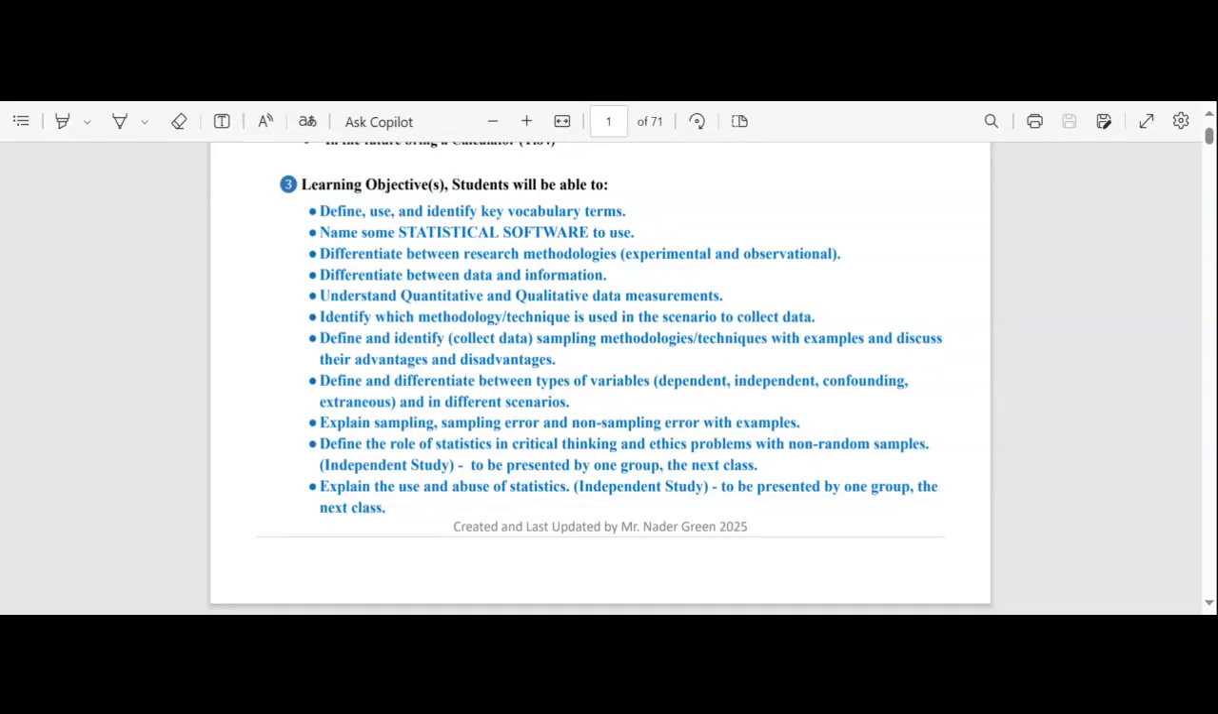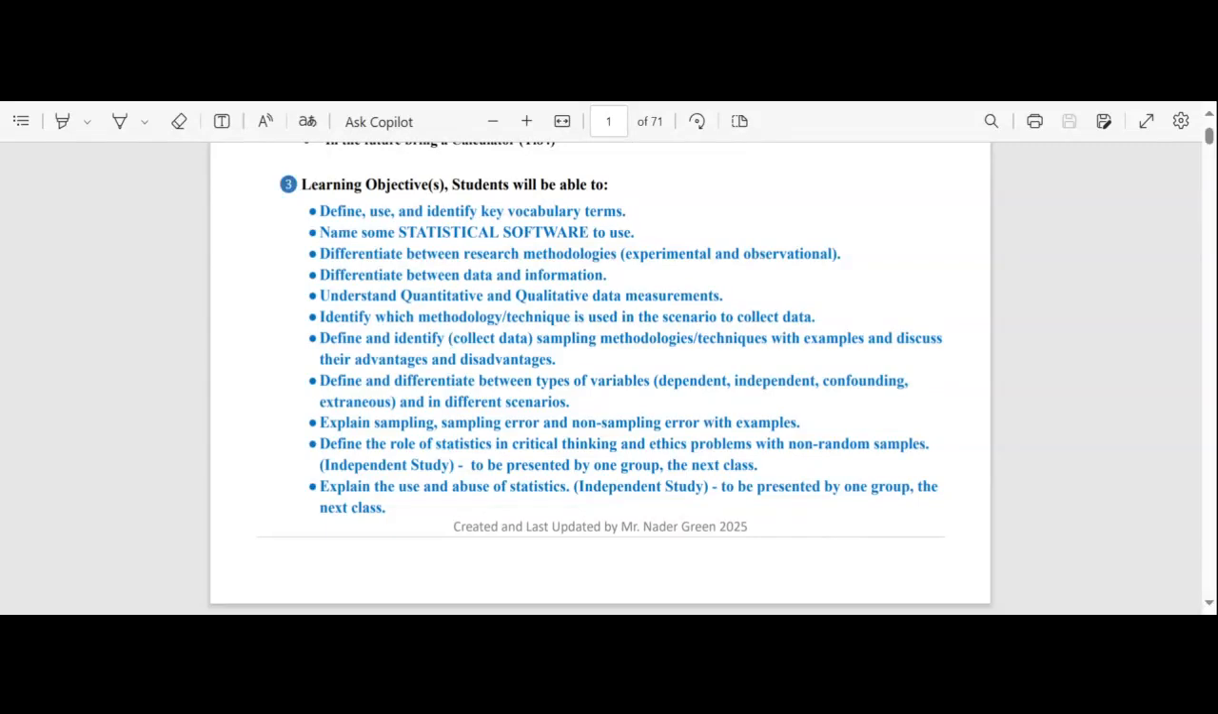Explain the use and abuse of statistics. So you can use the statistics and you can abuse statistics. To be presented by one of the groups next class also. So you have 2 groups here, each group 3 students. They can work on that project and present it next class. I just need maximum 5 PowerPoint slides. Can you do that or is it difficult? So one group, 3 students, only 5 slides.